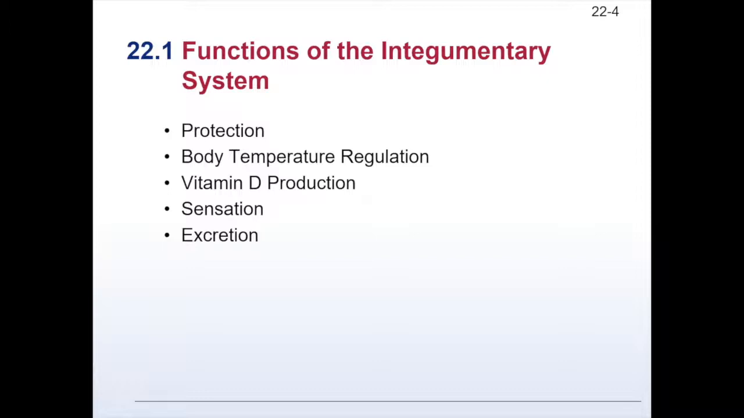The skin is the largest organ of the body. Its functions include protection. Unbroken skin protects the underlying structures. Body temperature regulation. Body temperature regulation is possible through expansion and constriction of dermal blood vessels. Vitamin D production. In reaction to sunlight, the skin produces a molecule which converts to vitamin D that the body needs for calcium absorption.